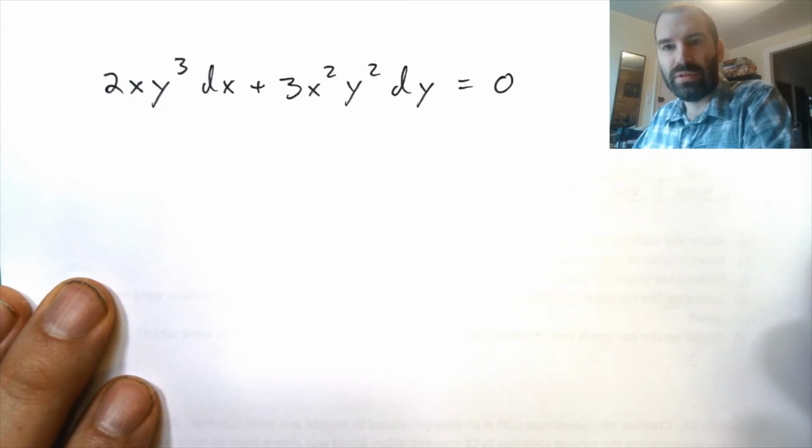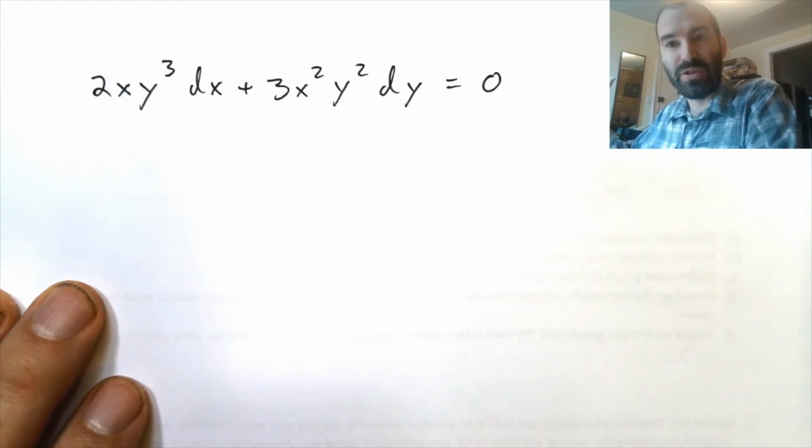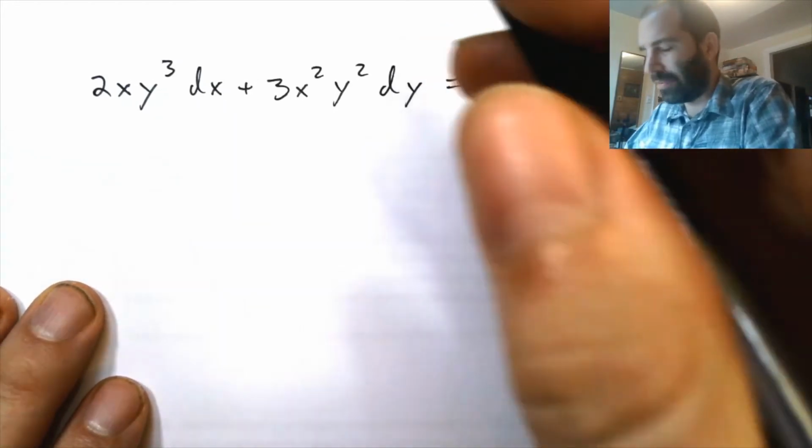3, 2, 1. Okay, we're back. Excuse the noise. It sounds like somebody's moving in out back.